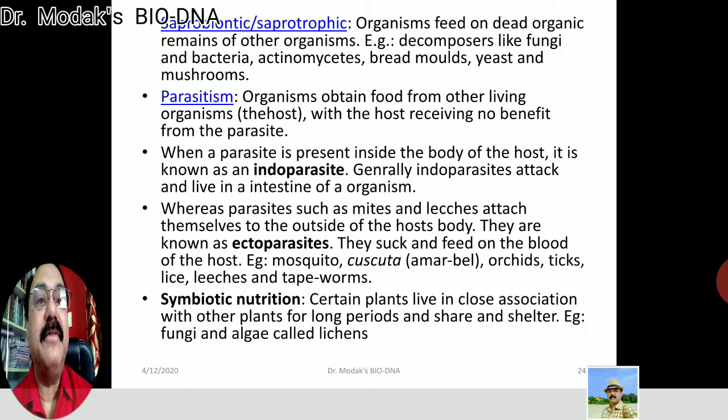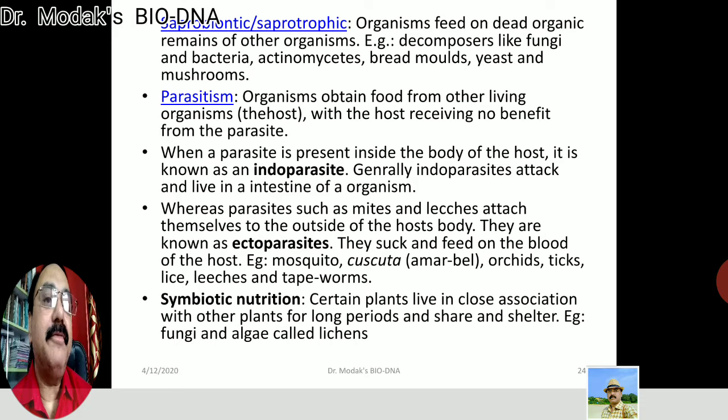They are like fungi, there are some bacteria, actinomycetes, bread mold, yeast, mushrooms, particularly the group of fungi and some of the bacteria. All these groups of organisms are called saprophytes. They play a very important role in nature as decomposers. Then there is another mode of nutrition that we call parasitism.